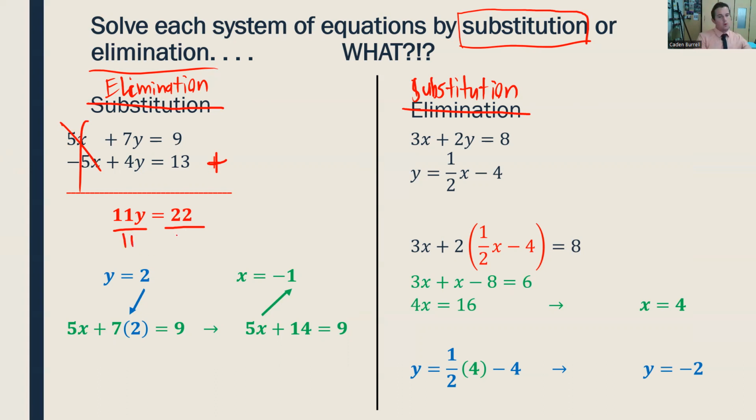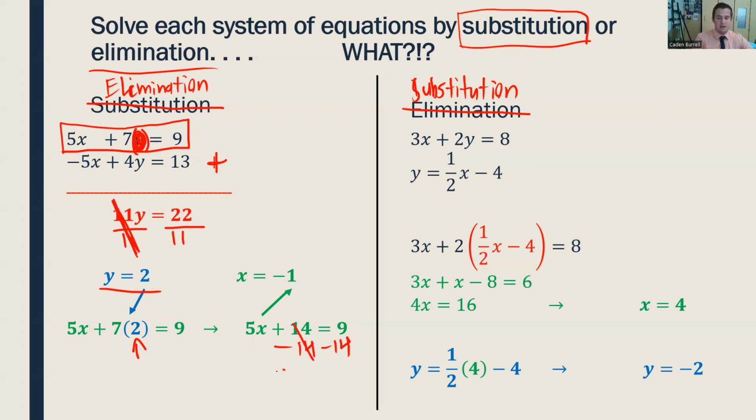In order to solve for y, I would divide by 11 on both sides, giving me y equals 2. That's my first solution. The y coordinate of my solution is y equals 2. So now, in order to solve for x, I'm going to choose either of these equations. I'm going to choose the first one and substitute 2 in for y. So instead of putting in a y, I'm going to put in a 2. So I'm left with 5x plus 7 times 2 equals 9, which simplifies to 5x plus 14 equals 9. Now, again, I have a single variable equation where now I can solve for x.